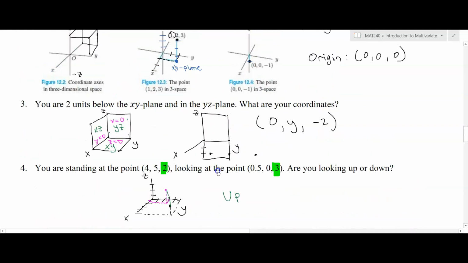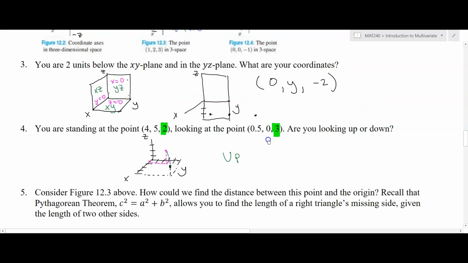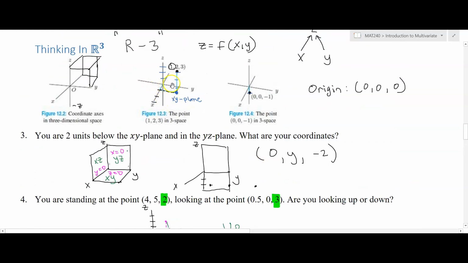Okay, so 12.3 above. Here is this point located at 1, 2, 3. How could we find the distance between this point and the origin? Recall Pythagorean theorem is c squared equals a squared plus b squared. That allows you to find the length of a right triangle's missing side given the length of 2 other sides. So let me go ahead and copy this little graph here.